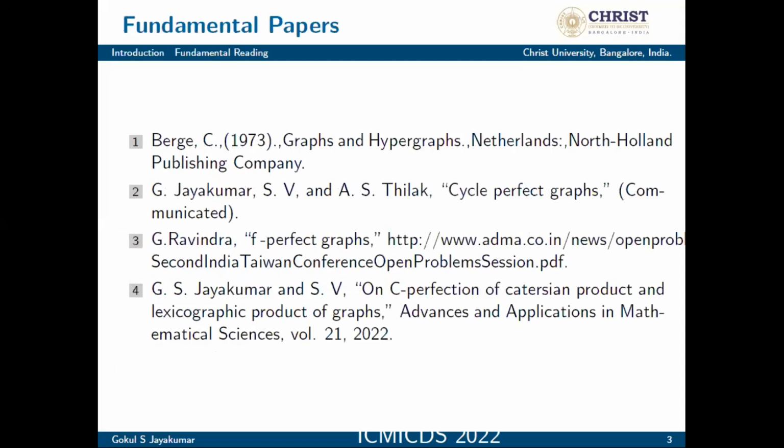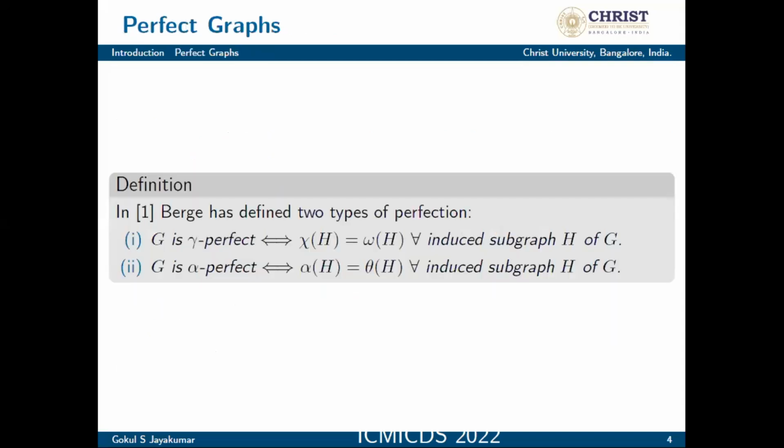The second paper is a paper communicated by myself and Dr. Sangeeta V. We had defined induced cycle perfect graphs, which I'll be explaining soon. So to start with, we have perfect graphs. Berge has defined two types of perfect graphs: one is chi perfection, and the other is alpha perfection.